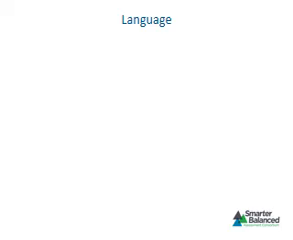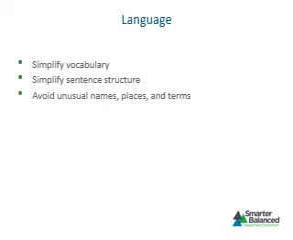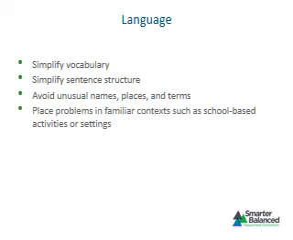As discussed earlier, the vocabulary and sentence structure used in the prompt for an item or task can present challenges, particularly for students who are still developing English language proficiency. While it is important to purposefully vary text complexity in reading passages and other stimuli, the prompt and other components of the item should minimize language complexity so that all students understand what is being asked of them. 4 guidelines that are specific to language complexity include: simplify vocabulary when possible, simplify sentence structure, avoid unusual names, places, and terms, and place problems in familiar contexts such as school-based activities or settings.